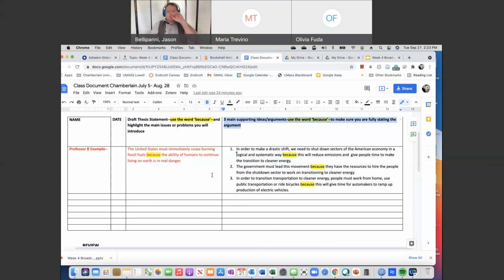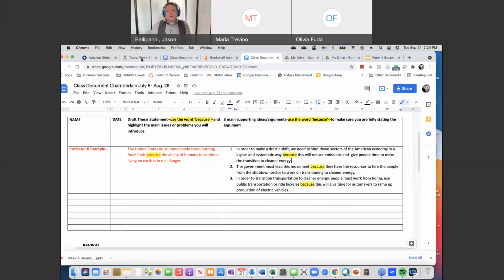Because that's part of this. So whenever you get a chance, I would say go ahead and post your thesis as it is, if you have one, and then what you think your 3 main ideas are. And even if they're not fully complete with the word because, we can work on that part, right? But ultimately, you want a topic sentence that uses the word because and it asserts an opinion, takes a stand. It's like a little mini argument. So that's what this document is for.